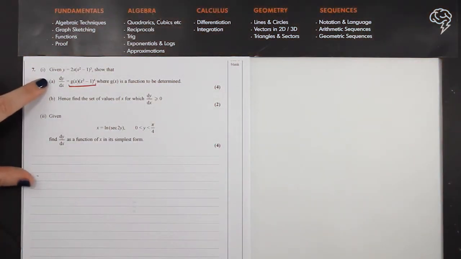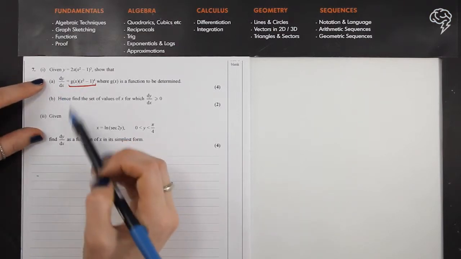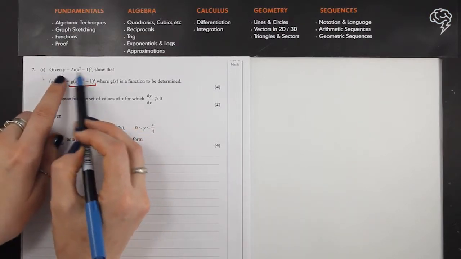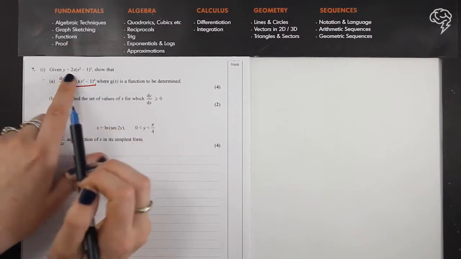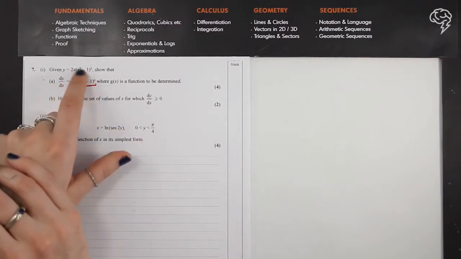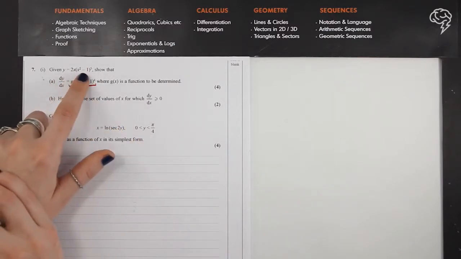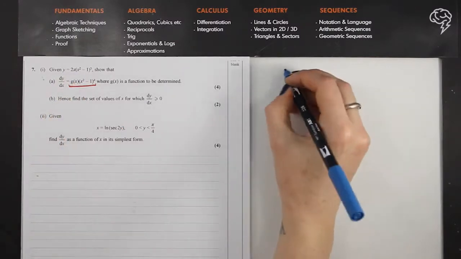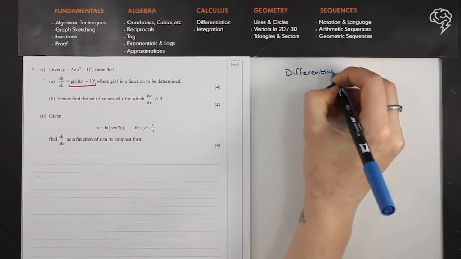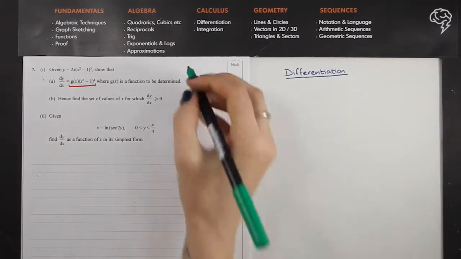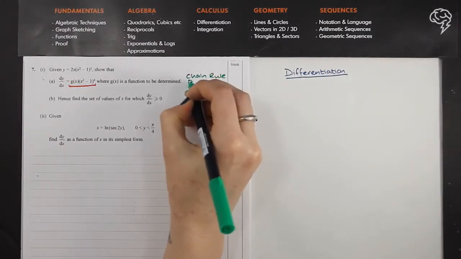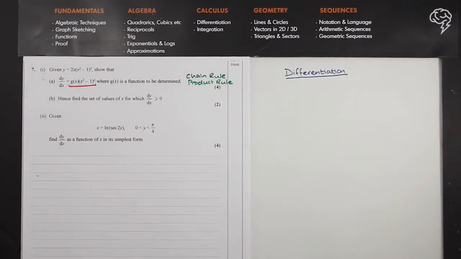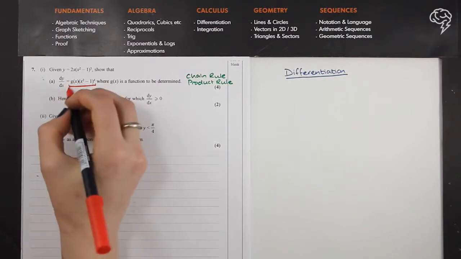Here we have a nice differentiation question. We're going to be differentiating two different things. The first one is y as a function of x, and we're going to be using the chain rule to differentiate this bit and the product rule because we've got two things multiplied together. And we're going to be sure to give our answer in this form.